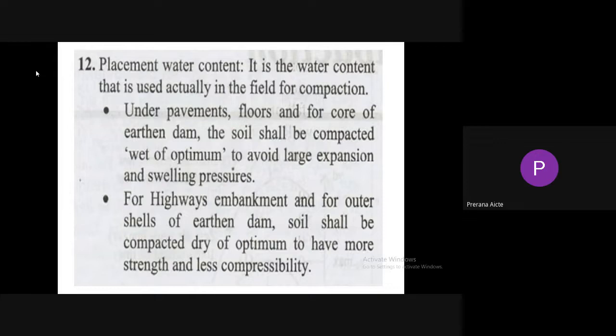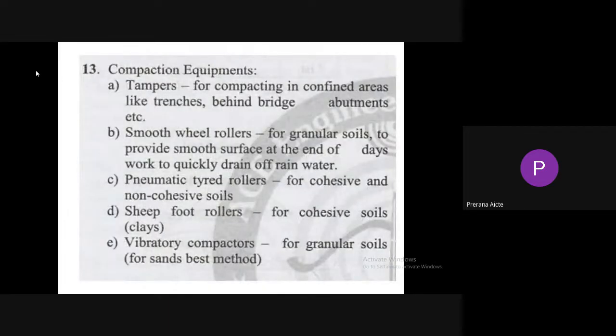For highway embankments and for outer shells of the earthen dam, the soil shall be compacted on the dry side of optimum to have more strength and less compressibility. In order to maintain the stability of the slopes, the outer shell of the earthen dam is compacted on the dry side of optimum to have more strength and less compressibility. Now, compaction equipment that are used in the field.